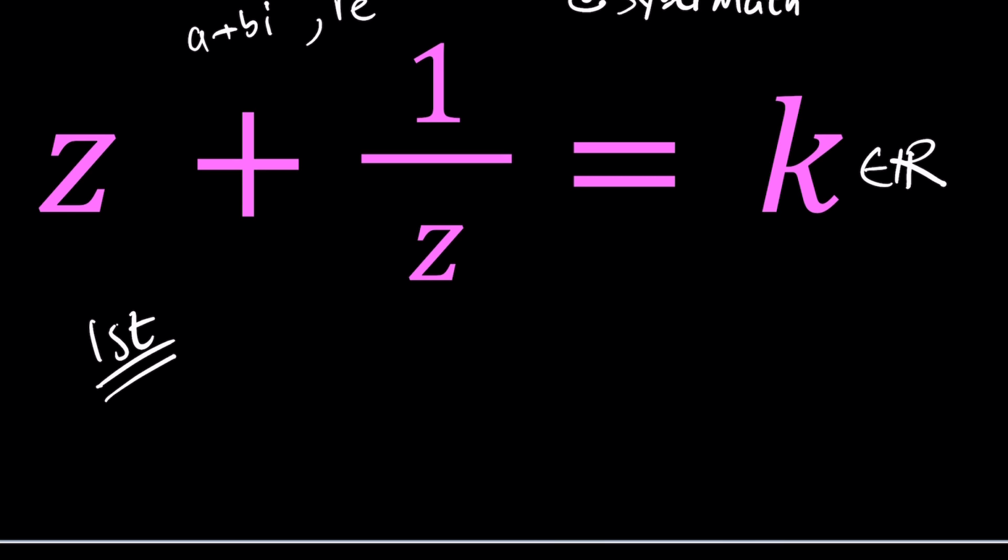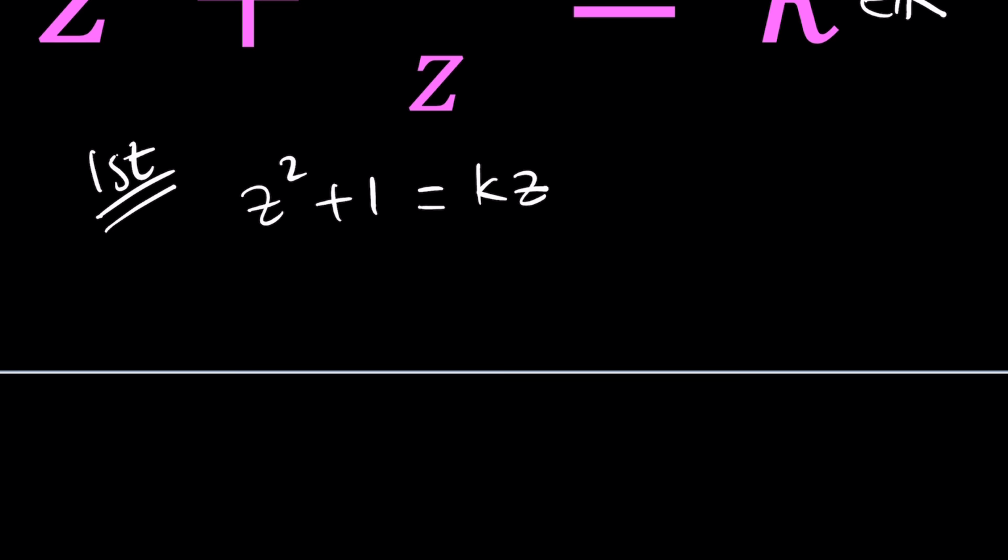Great. So Z is a complex number, and you could probably talk about three different methods. Maybe if I can come up with extras, I'll let you know later on. But for now, I just want to go ahead and multiply both sides by Z. Z squared plus 1 equals KZ, okay? What does that mean? This means it's a quadratic equation.